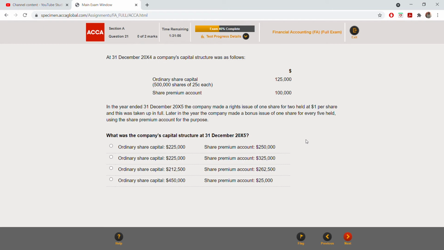So let us see the share premium now. Share premium starts with 100,000. Now for the rights issue, how much will it be? It is issued at $1. If you see here, the nominal value is 25 cents. At $1, that means 75 cents. Share premium is the difference between the two, 75 cents. So it will be how much?